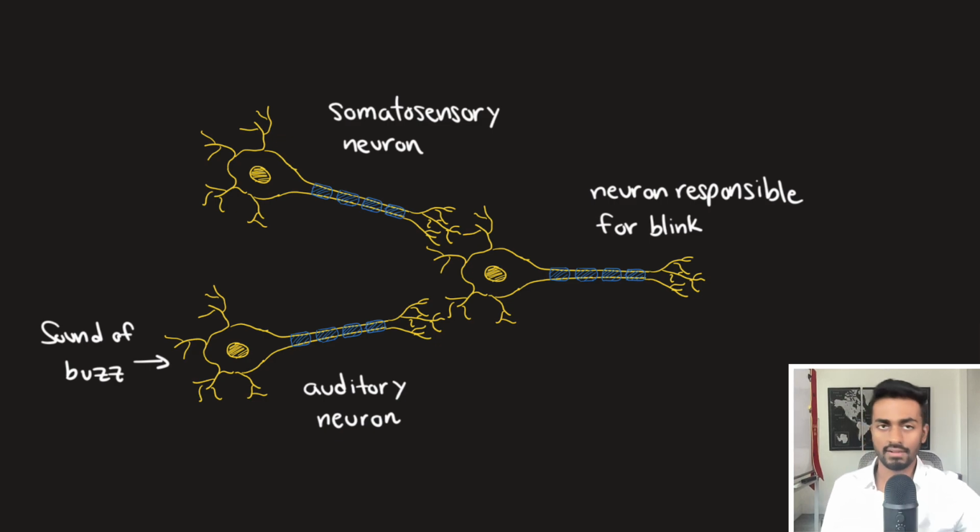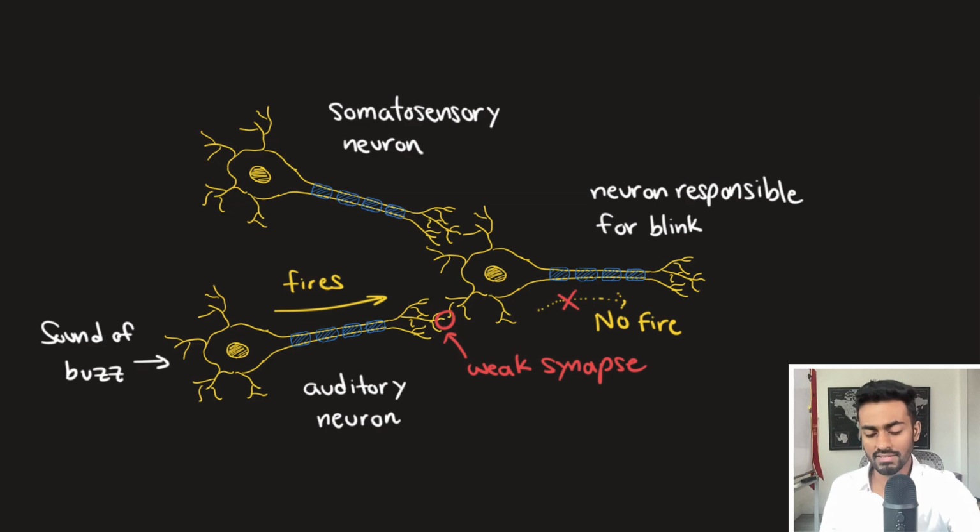Now, let's say in a second case, you just hear the sound of some buzzing in your ear. This is going to go to your auditory neuron, and your auditory neuron is going to fire. But because of the weak synaptic connection between the auditory neuron and the neuron responsible for blinking, there's not going to be a high enough potential generated in order to make this neuron for blinking fire. And so when you hear the sound of a buzz, you don't really blink, which makes sense.